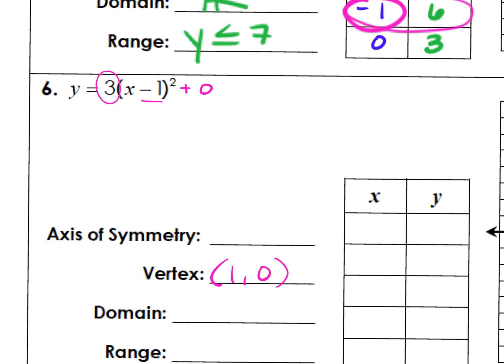Okay? Notice this. That 3 is not doing anything for us right now. It is. It's just we're not working with it yet. But it is doing something. Okay? You don't need to worry about it right now. We'll get there eventually. What's your axis of symmetry?